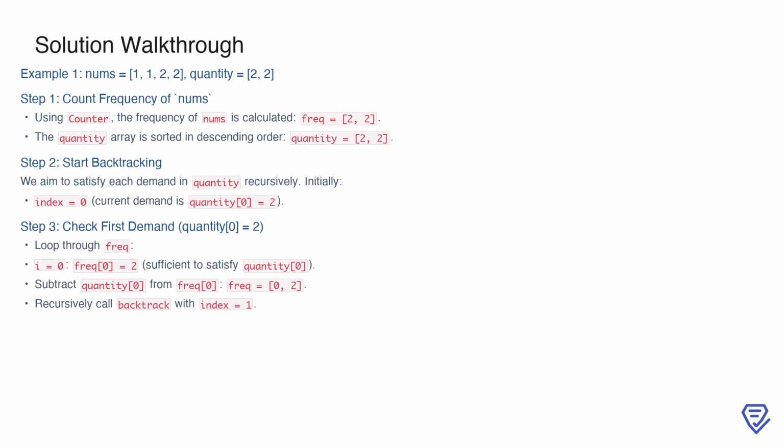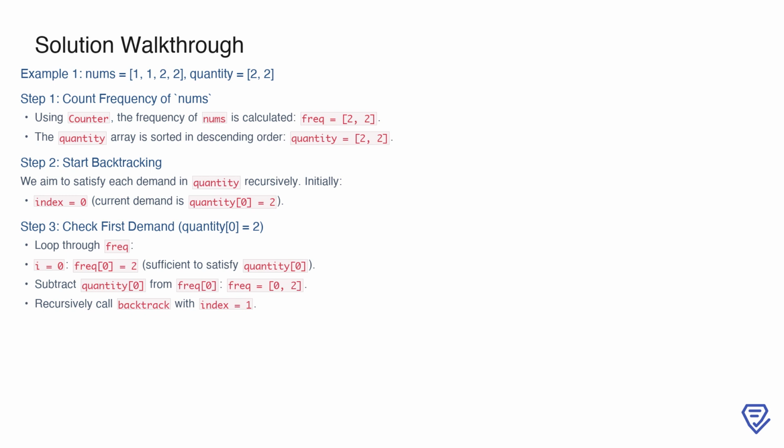To solve this problem, we start with the first example where nums is [1, 1, 2, 2], and quantity is [2, 2]. First, we count the frequency of each number in nums using the Counter class. This gives us frequency equals [2, 2]. We also sort the quantity array in descending order, which remains [2, 2] in this case. Now, we aim to satisfy the demands in the quantity array using a backtracking approach. Initially, we focus on the first demand, quantity[0] equals 2, starting at index 0. We loop through frequency to see if any value can fulfill this demand.